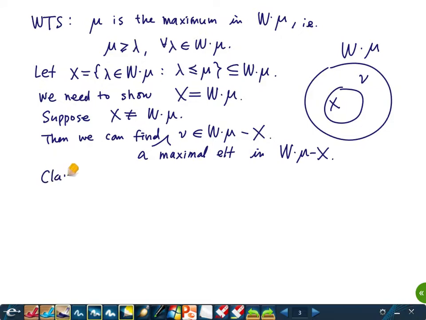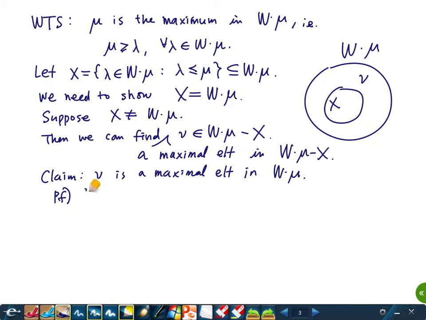Then the claim is, this is a maximal element not only in this set, but it's also a maximal element in the whole set, mu W. But if the claim is true, then nu must be equal to mu, because mu is the only maximal element in the whole set. But that will be a contradiction, because mu will be in X then. So we will prove this claim.